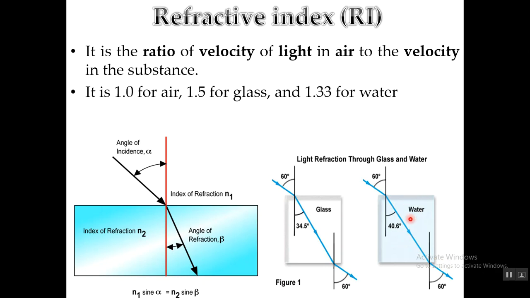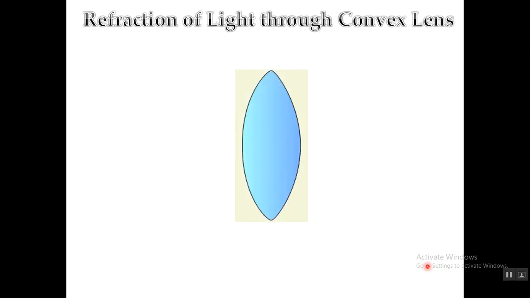But if it comes from water, for example, to air, the water has a high refractive index and the air a low refractive index. It will be refracted away from the normal. Away from the normal means this interface will act as a concave lens. What is meant by concave lens and convex lens? Let us learn about the refraction of the light through the convex lens. This is the convex lens.